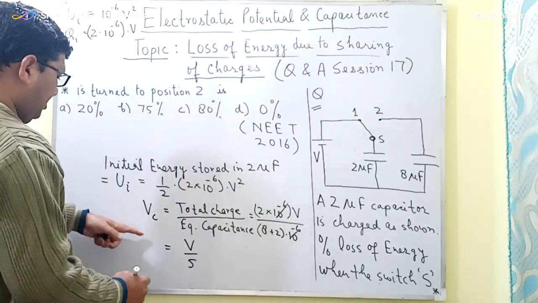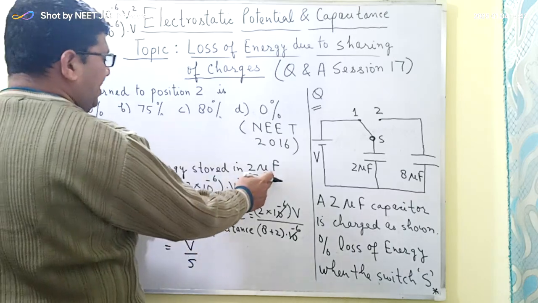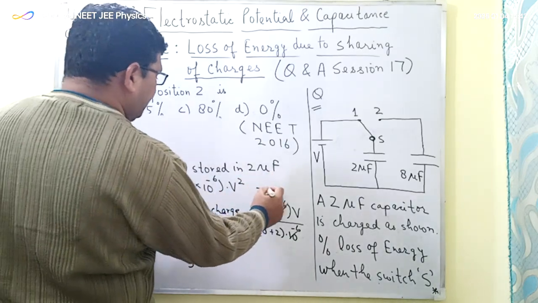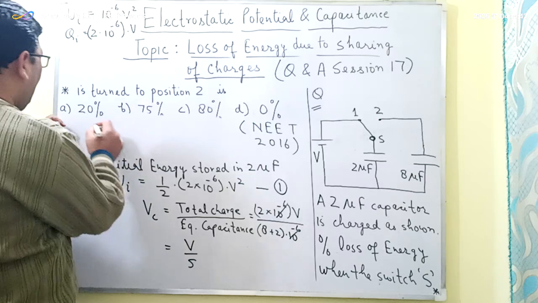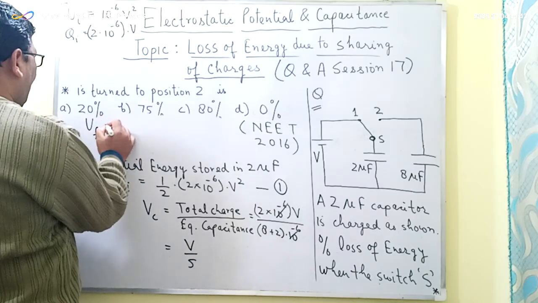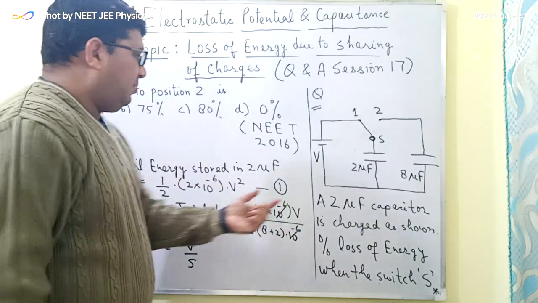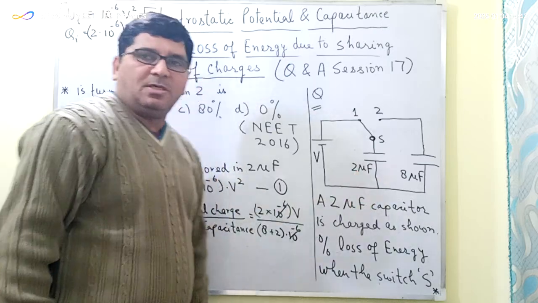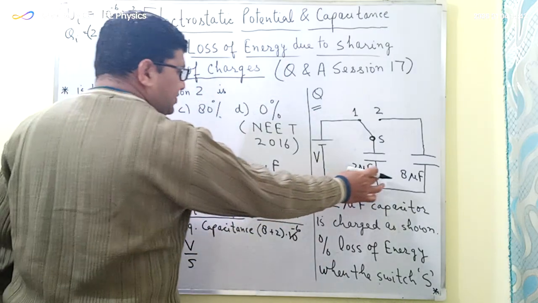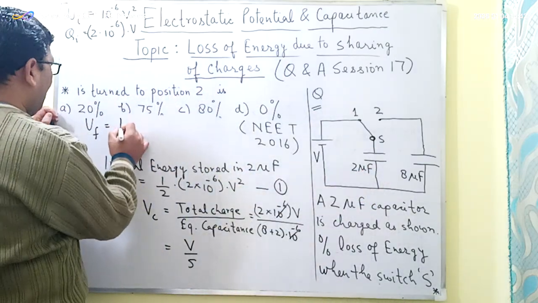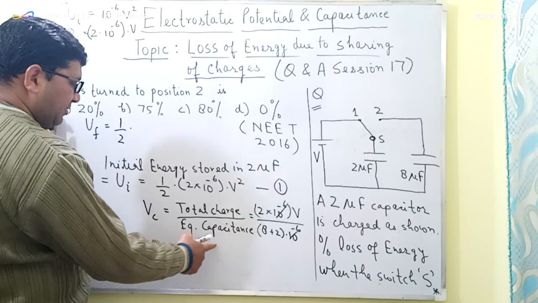Now, the initial energy which was stored in the 2 microfarad capacitor is given to us here. Let us say this is equation number 1. Now, we will find the final energy between this combination of capacitors. This will be equal to half CV. Now, C will be the equivalent capacitance.